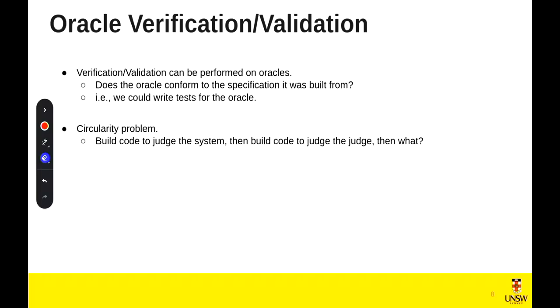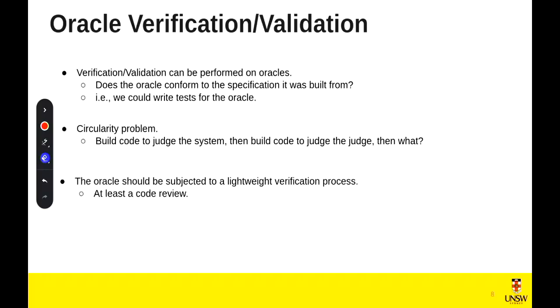So we build the code or the test to judge the system, and then we build the code to judge the judge, and then we need to build the code to judge the code to judge the judge. So this is a circularity problem, and we can't do this recursively. So normally when we design a test oracle, we should have some lightweight verification process. For example, we can do a manual code review to check the correctness of oracles.